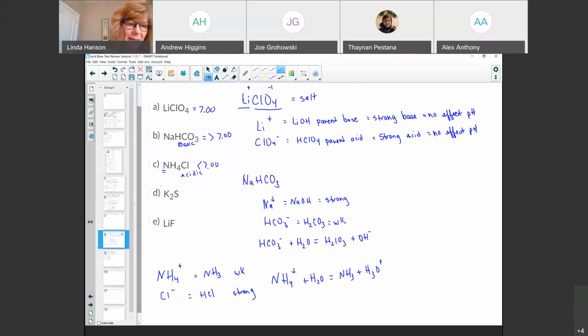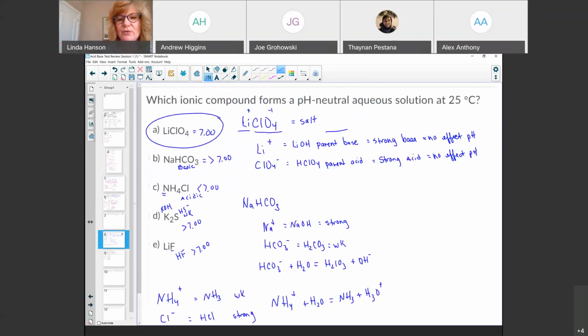And again, here's the parent base, KOH. Here's the parent acid, HS negative. That's a weak acid. You know it will be greater than 7. Same thing here, HF. That is a weak acid. Therefore, you know it will hydrolyze to make a basic solution. So this question really is just asking you which ones form a neutral solution, right? Which ones are neutral?